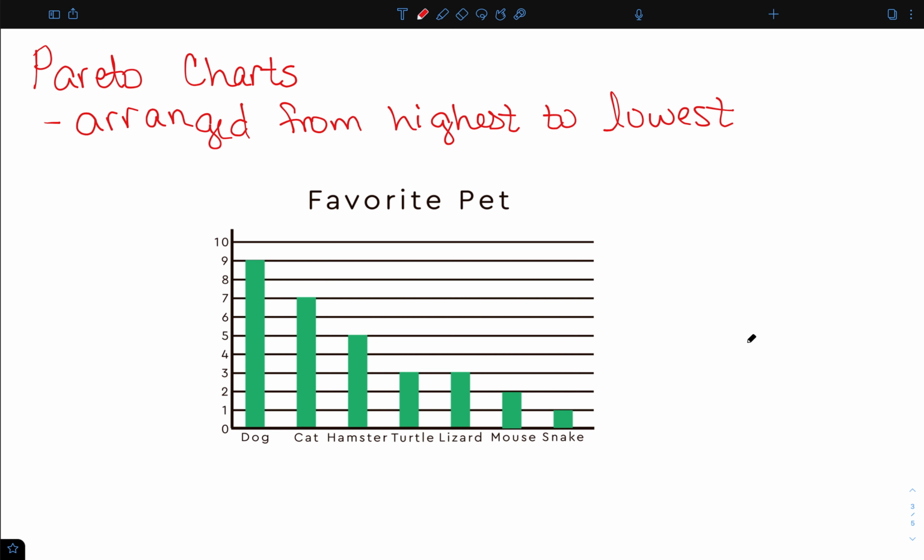Here we have the same data from the favorite pet before, but this time we have it in terms of a Pareto chart. We can see that the highest bar comes first, and then they go down as you move further to the right. Categories with the same height have no particular order. In this case, I put turtle first and then lizard, but putting lizard first and turtle second would have been equally acceptable.